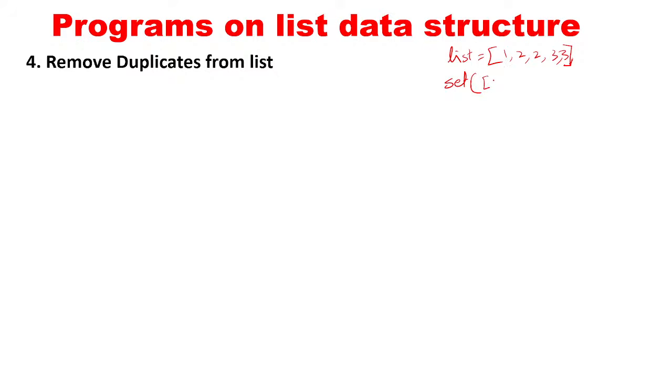So if you pass this list to set, 1, 2, 2, 3, 3, this function takes only distinct values from it and returns that. If you store that in a variable L, your L looks like this. It contains only distinct values. All duplicates are removed. Just pass your list to set, that's it. Duplicates will be deleted and only distinct values will be present. Got it?